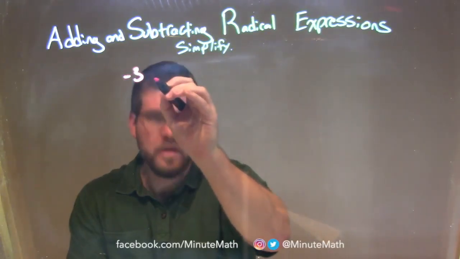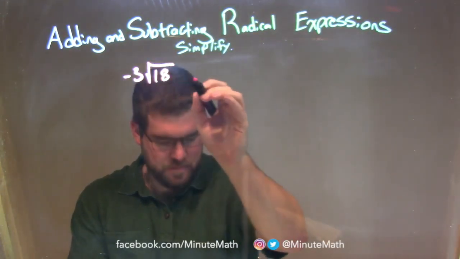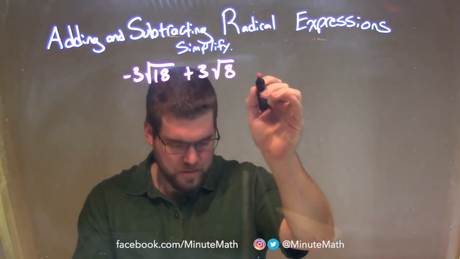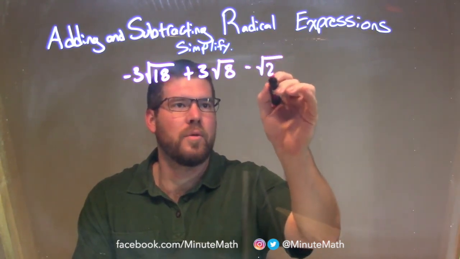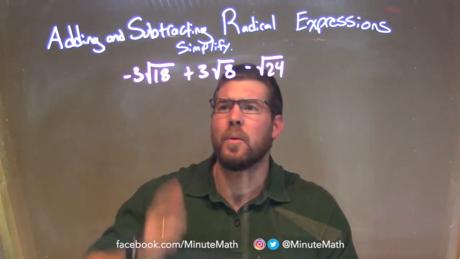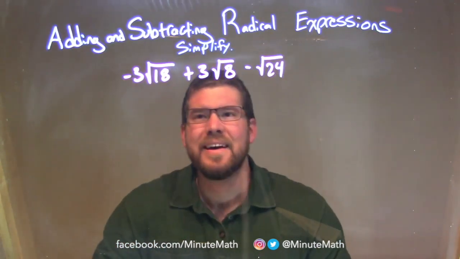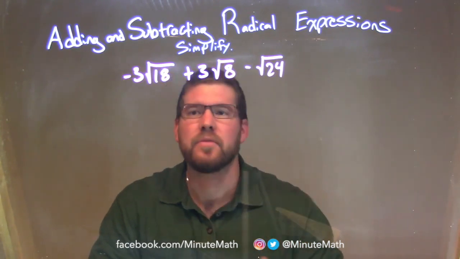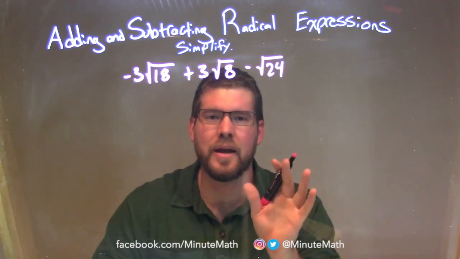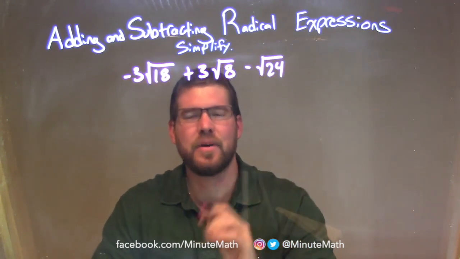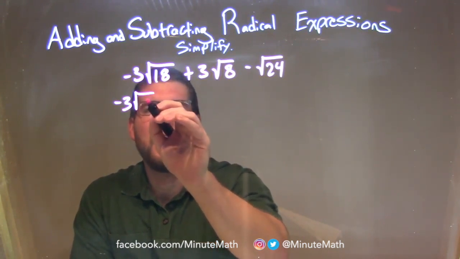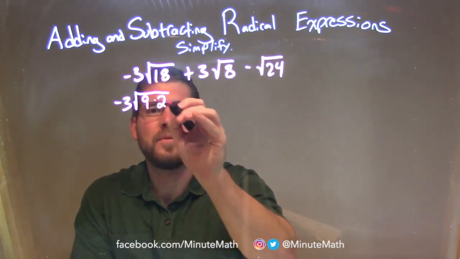Negative 3 times the square root of 18 plus 3 times the square root of 8 minus the square root of 24. Well, if I wanted to simplify this, what I want to do is break down each one of these square roots and see if I can pull it into its simplest form, basically. Okay. Well, 18, I know that is 9 times 2, and I know the square root of 9 is 3, and I can simplify it that way. So I'm going to simplify this to be square root of 9 times 2, like that.